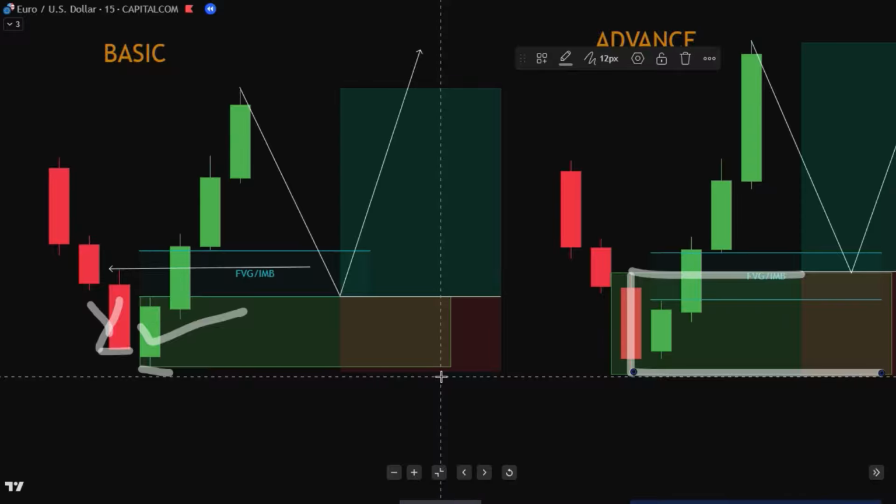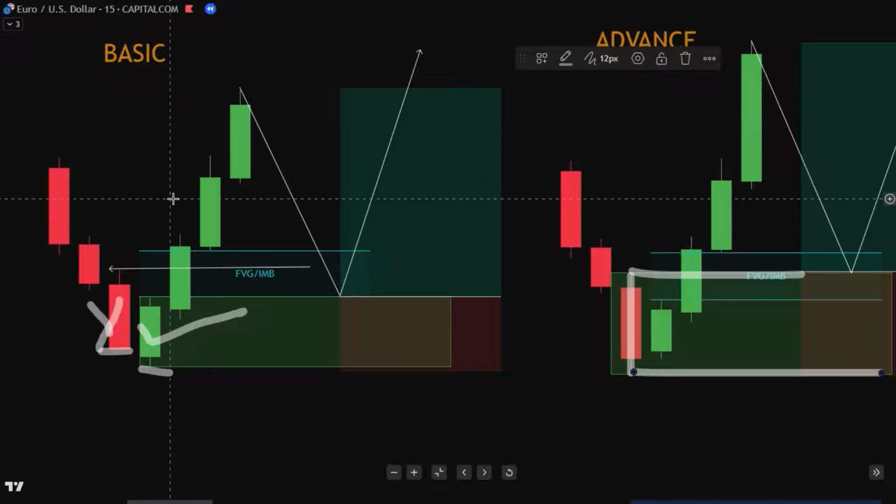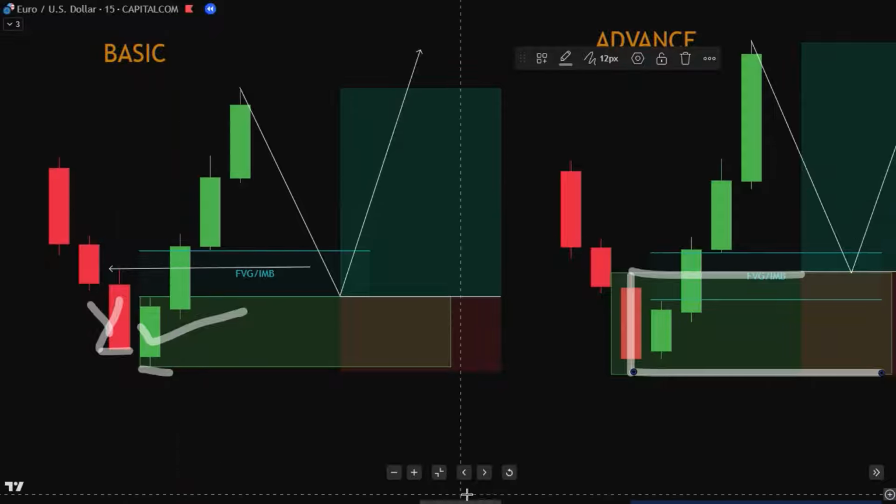So I hope you understand the drawing in the chart of market structure, and what is basic and what is advanced. Now I'm not going to give you the basic structure example, I just gave you the concept about it. The basic example you can find on my YouTube channel, previously I made some videos about this. So now I'm going to give you the live example in the markets, the advanced trading one.